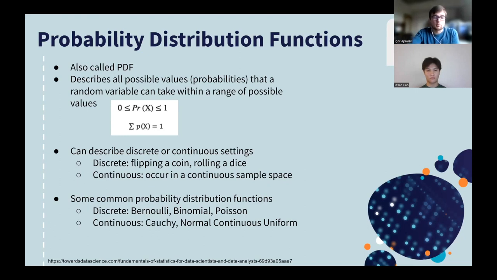Some examples of common probability distribution functions that are often used to model different events in the real world. For discrete, we have functions like the Bernoulli, the binomial distribution, the Poisson distribution, and for continuous, you have things like the Cauchy, the normal, and the continuous uniform.